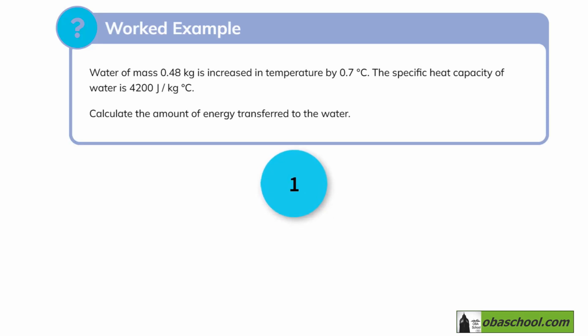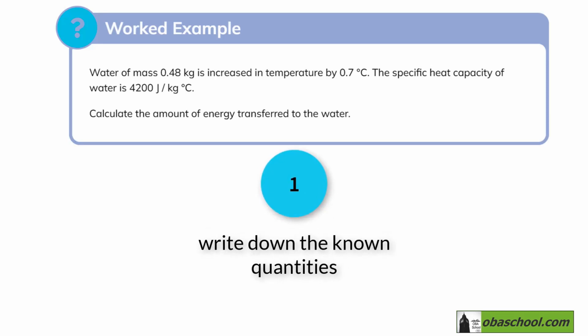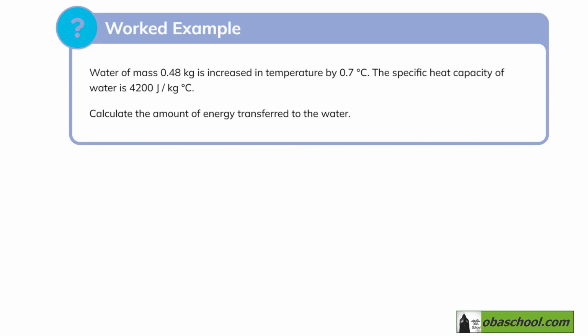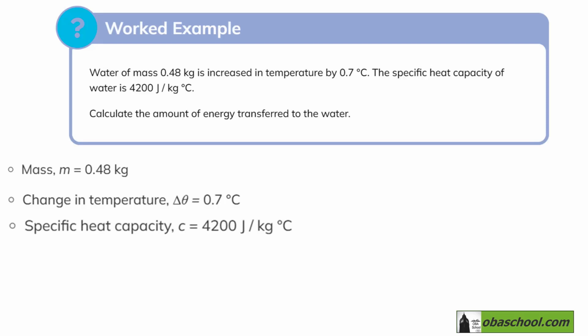So the first step is to write down the known quantities. The mass of water is equal to 0.48 kilograms. The change in temperature is delta theta equals 0.7 degrees Celsius. And the specific heat capacity of water is equal to 4,200 joules per kilogram degree Celsius.